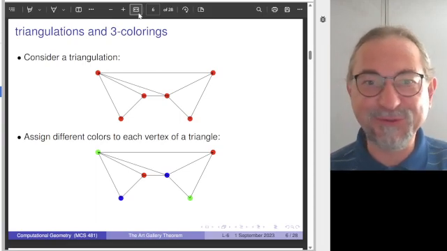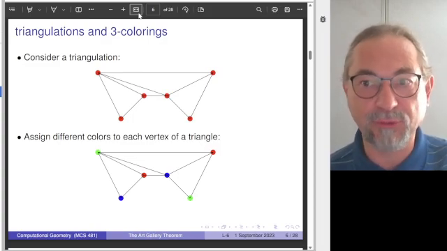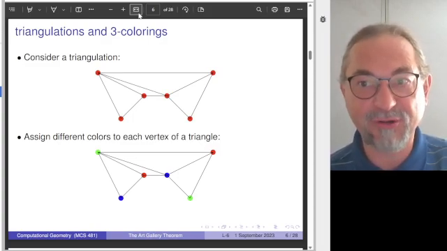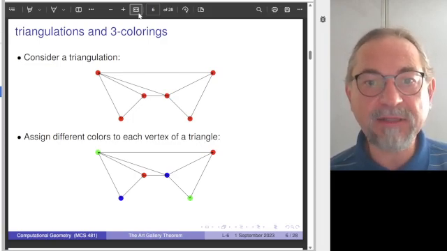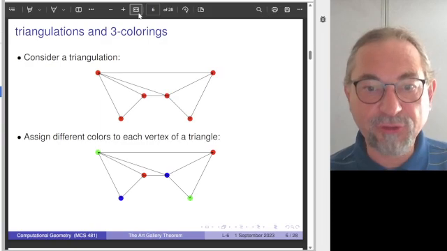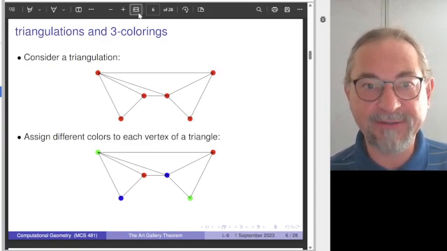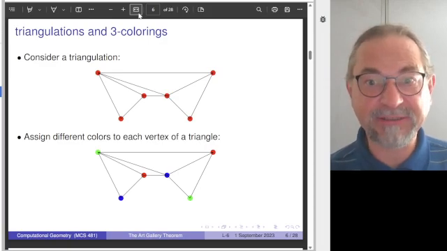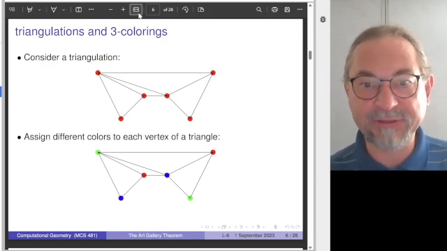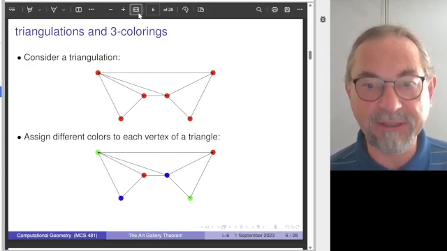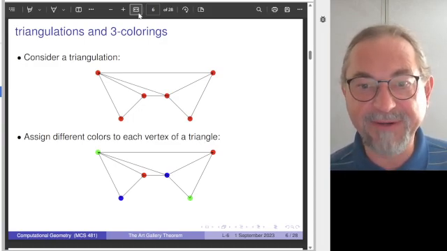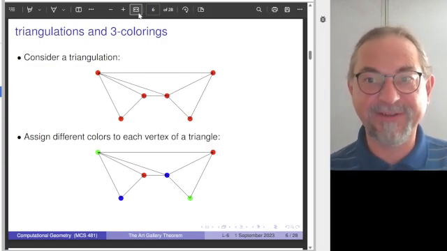Well, we introduce triangulations. If we triangulate, and there are many ways to triangulate, we consider a triangulation. Then we can determine by coloring where to place the cameras and how many cameras we will need. So, what does this mean? It means that it suffices.